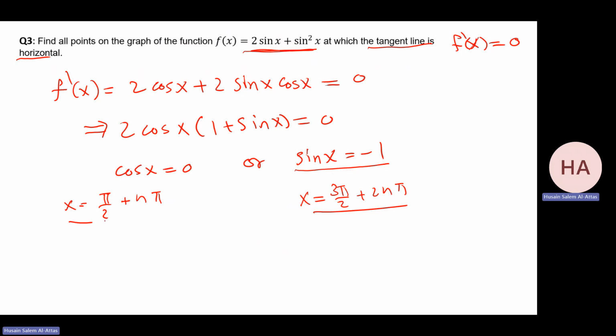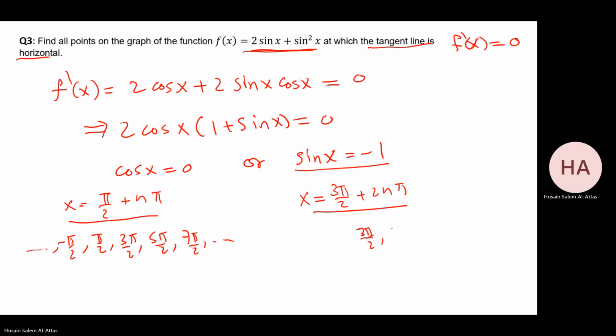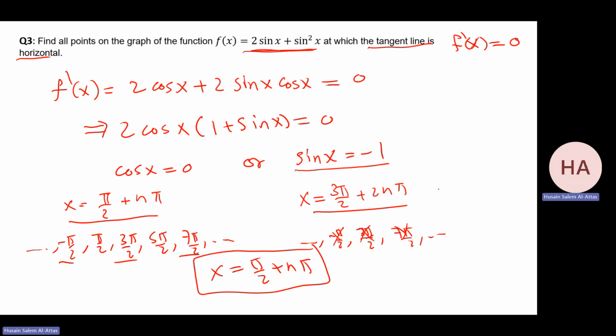Notice this is part of this. This one means what? You have pi over 2, 3 pi over 2, 5 pi over 2, 7 pi over 2, and so on, and minus pi over 2, and so on. This one is what? 3 pi over 2, 7 pi over 2, and so on. And going the other way, it's minus pi over 2, and so on. Now, these are part of this. They are here. So the answer is x equals pi over 2 plus n pi. Okay.